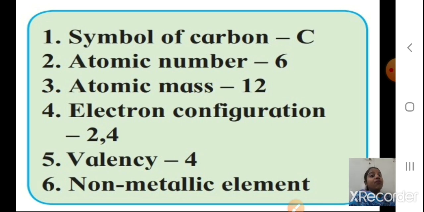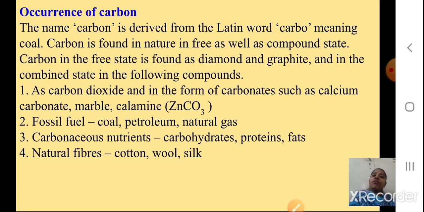Now 4 electrons are less to complete the octet, right? Because you need 8 electrons in the outermost shell. So the valency of carbon is 4. And it is a non-metallic element. It does not have the metallic properties. Okay students, these 6 points you will remember. Study them properly.